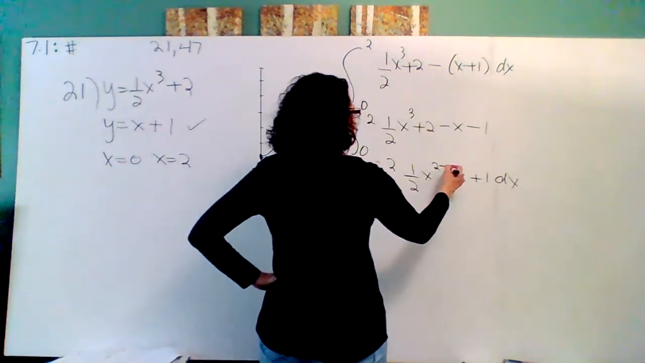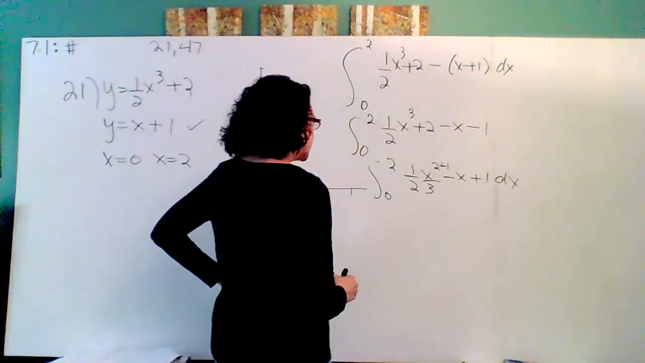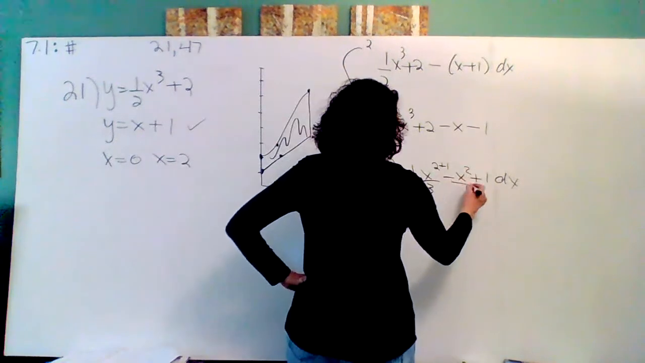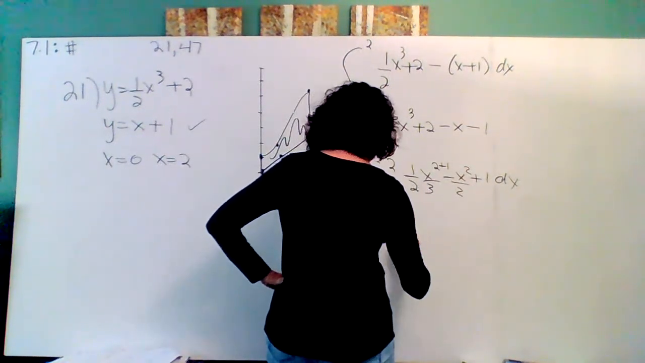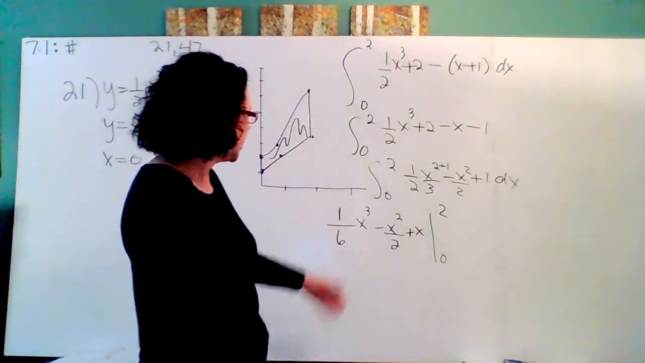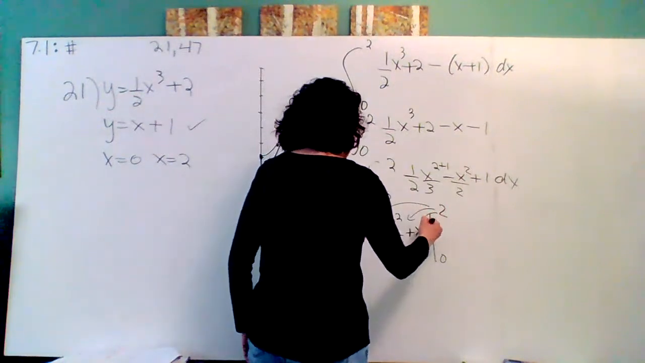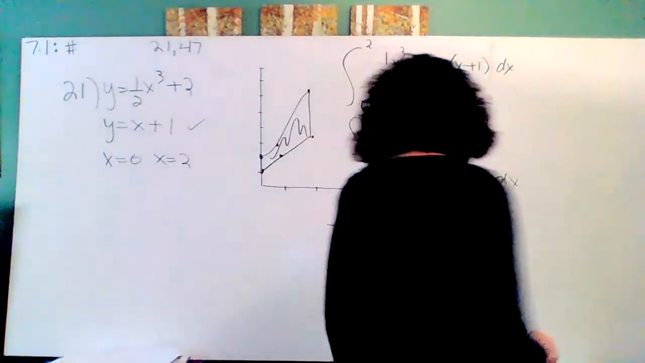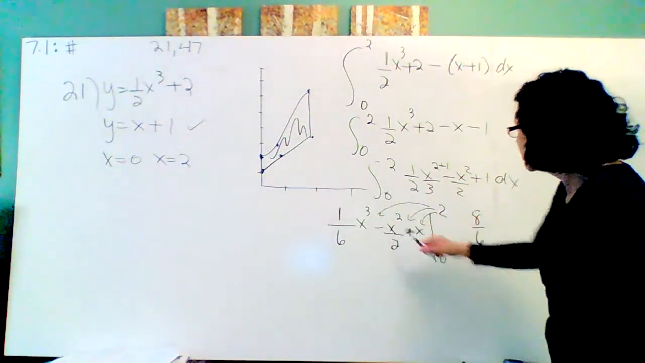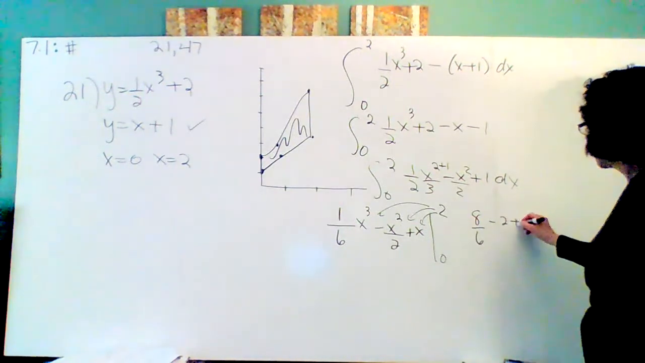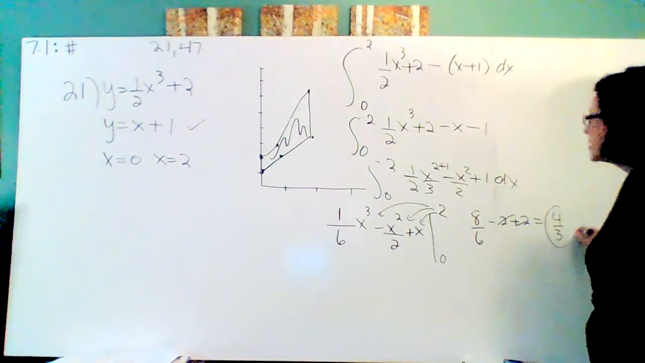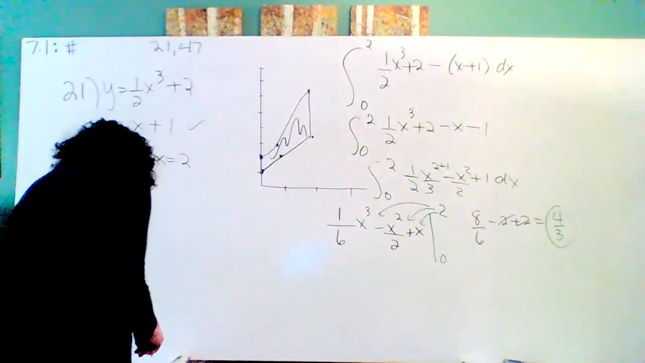Let's go ahead and integrate. I'm going to add 1 to the exponent and divide by the new exponent. That is 1/6 x cubed minus x squared over 2 plus x. We're going to evaluate that from 0 to 2. Notice I'll just have to do my f of b because my f of a is 0. So when I put a 2 in here, this is 8/6. When I put a 2 in here, this is minus 2 plus 2. And I get 4/3 is this area on number 21.